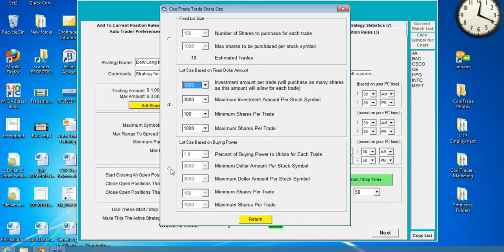So it gives you some more flexibility if you want to use that feature. The next one here allows you to lot size based on buying power. So if you had a $50,000 portfolio or a $100,000 portfolio, what you could do is tell the robotic trader, I don't want to spend more than 3% or 5% of my portfolio on any given position. So you get a lot of flexibility, and it's all point and click and really easy to use there.